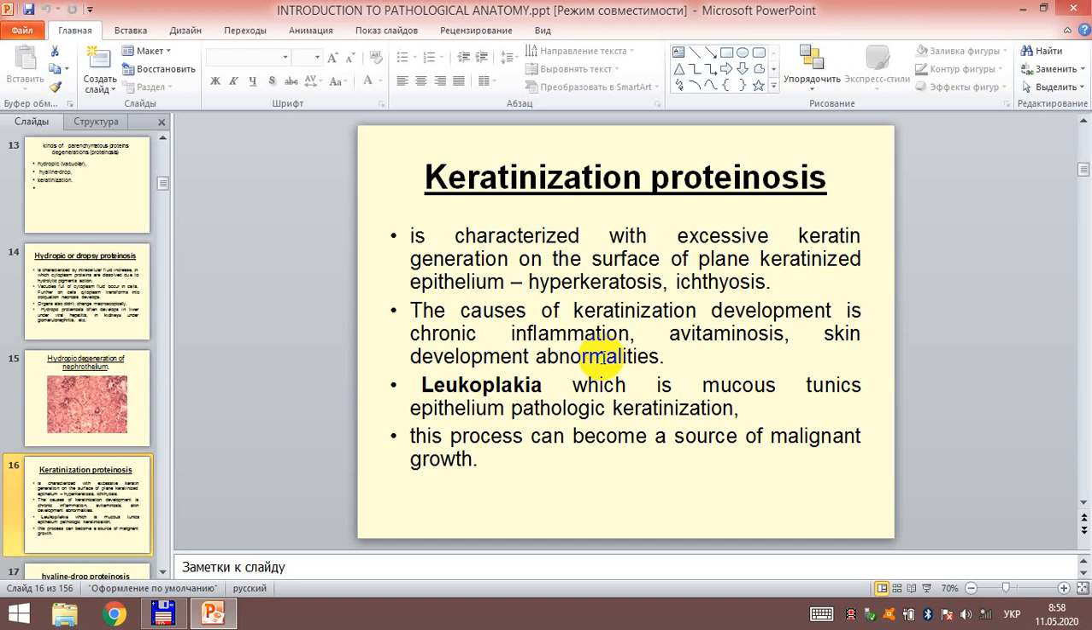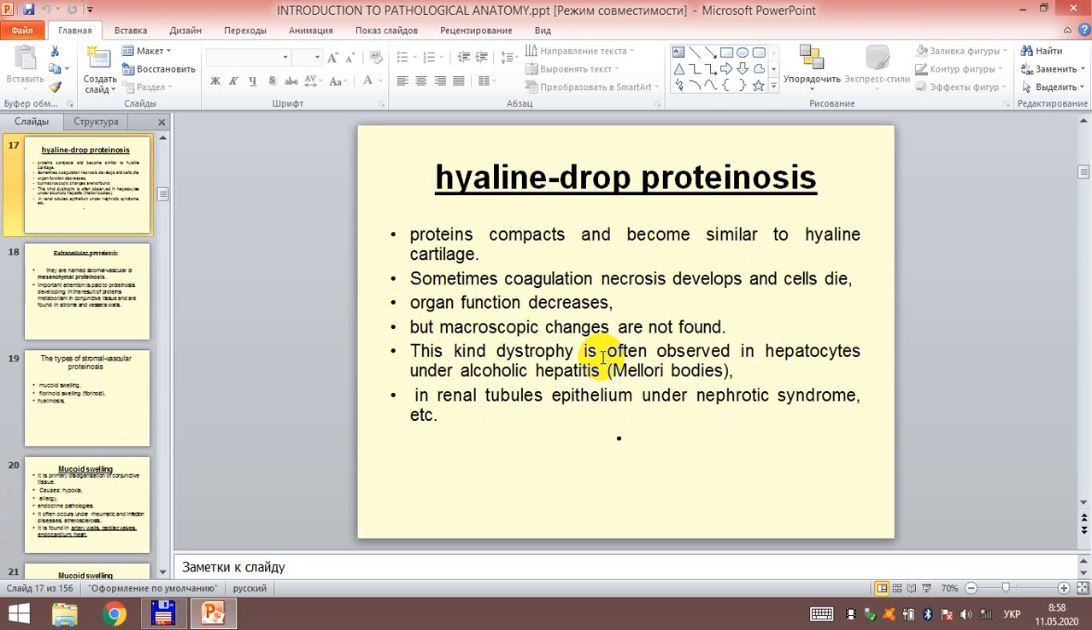Hyaline drop proteinosis. In this dystrophy, protein components become similar to hyaline cartilage. Sometimes coagulation necrosis develops, cells die, and organ function decreases. But macroscopic changes are not found. This kind of dystrophy is often observed in hepatocytes with alcoholic hepatitis, with Mallory bodies formation, and in renal tubule epithelium, where nephrotic syndrome develops, etc.